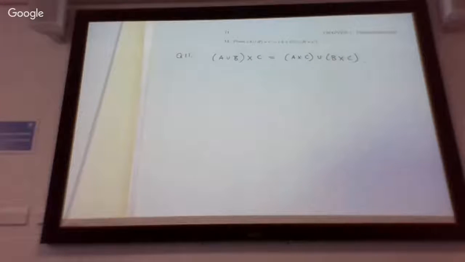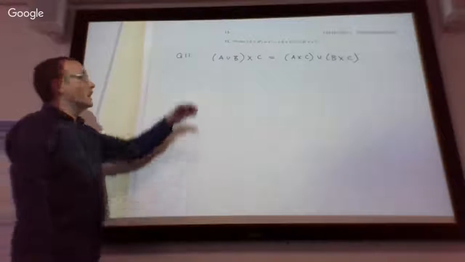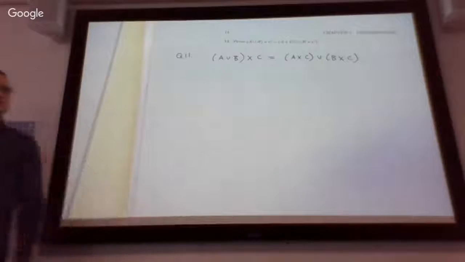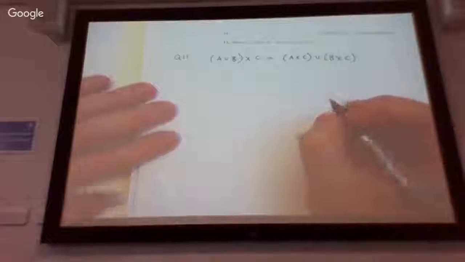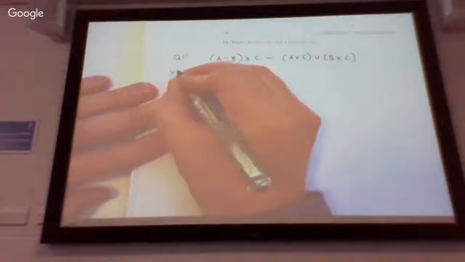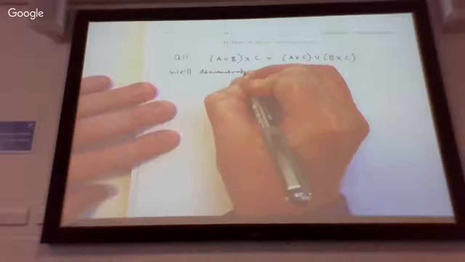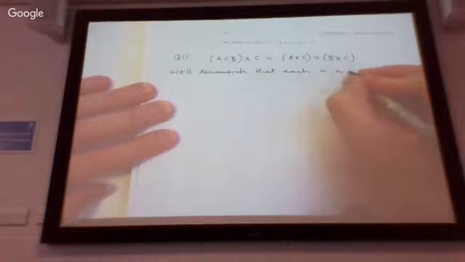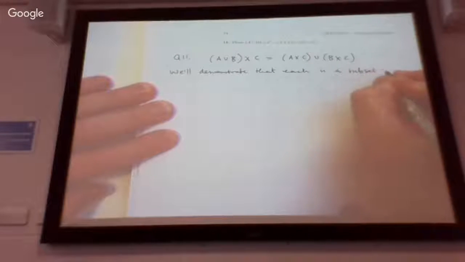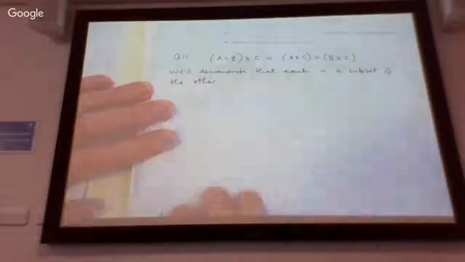It isn't necessarily that you have to do it that way. Often you can demonstrate the equality in just one movement, a chain of logical equivalences, but let's do it the two-directional way because it illustrates the point well. Okay? So we'll demonstrate that each is a subset of the other. It's clear what we're talking about: the two sets on either side.